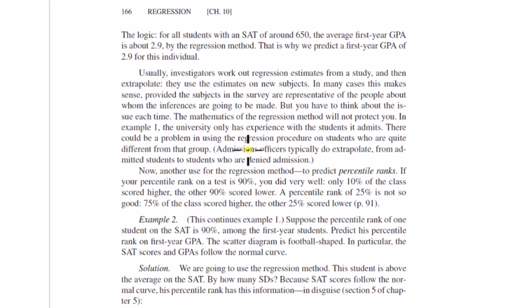There could be a problem in using the regression procedure on students who are quite different from that group. Admissions officers typically do extrapolate from admitted students to students who are denied admission. So if you think about this, they could have done this statistical study, got their regression line, and then for all incoming students after that, just applied it. They don't keep doing statistical studies. They just apply those new students that weren't a part of the original statistical study to the regression line for their estimates. Now, does that make sense that they would do that?